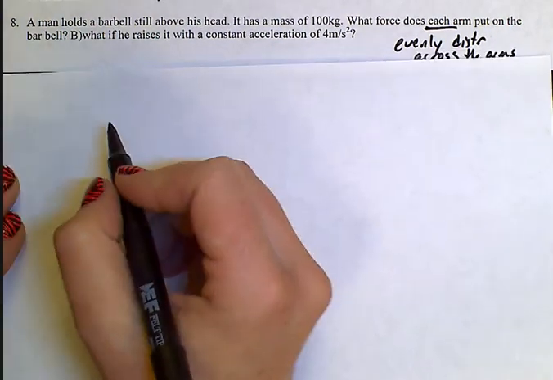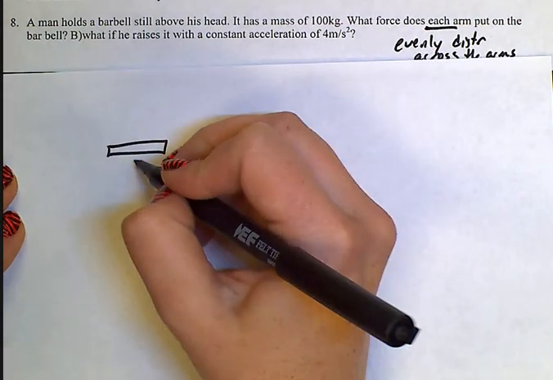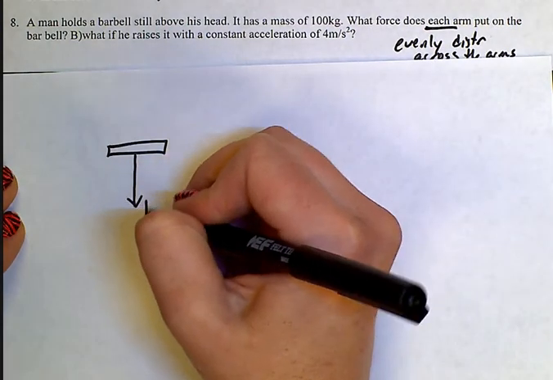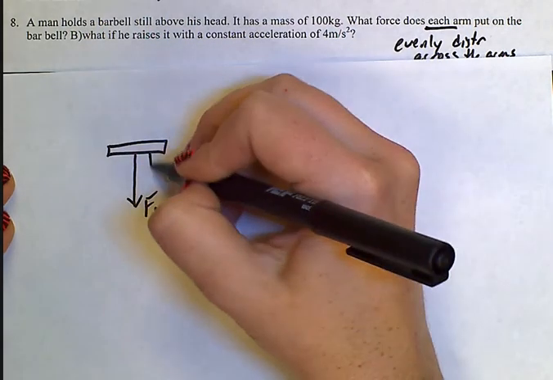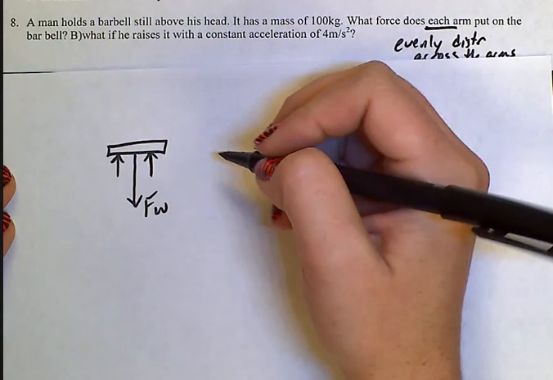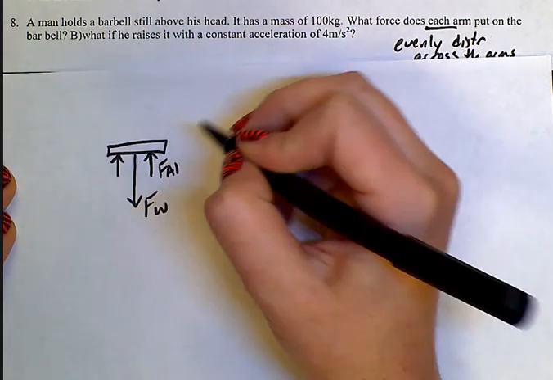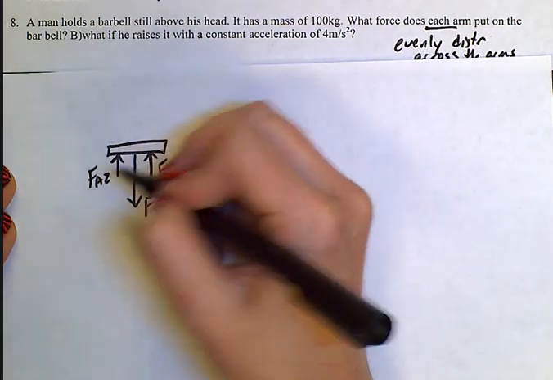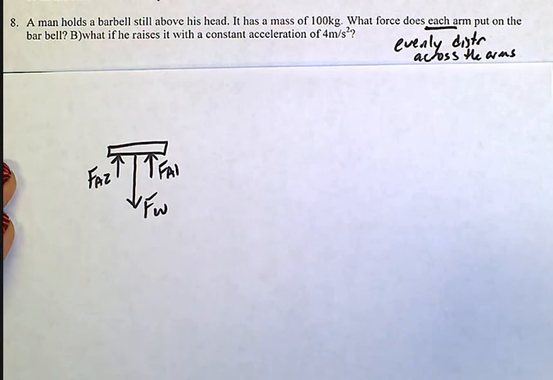So if I have a free body diagram, I have the weight of the bar pulling down. Always got the weight pulling down. This is a vertical problem. And then I have the guy holding it up here with his arms. So I'm going to call this force of arm 1 and force of arm 2. Remember, it doesn't matter what you call them as long as you don't use friction, weight, or normal force.